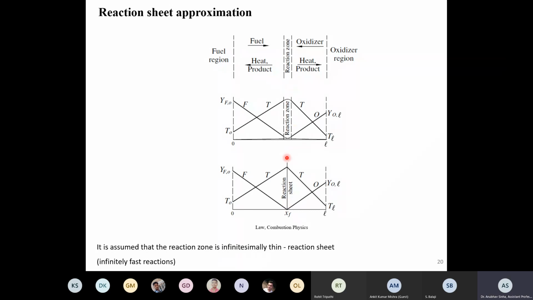What that assumption means is that the reactions are infinitely fast. If this is infinitely thin, reactions are infinitely fast. Why? Because there is some region where the reaction actually takes place, and there is a curve of temperature. But if I assume that the temperature changes sharply, that means this is a reaction sheet and all reactions happen suddenly, infinitely fast. This is a very important assumption for calculations, especially for diffusion flames.